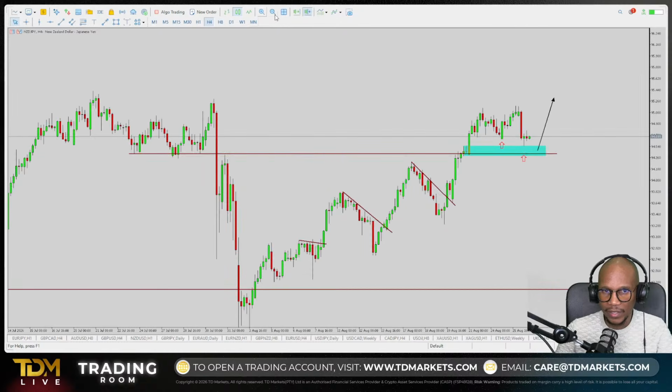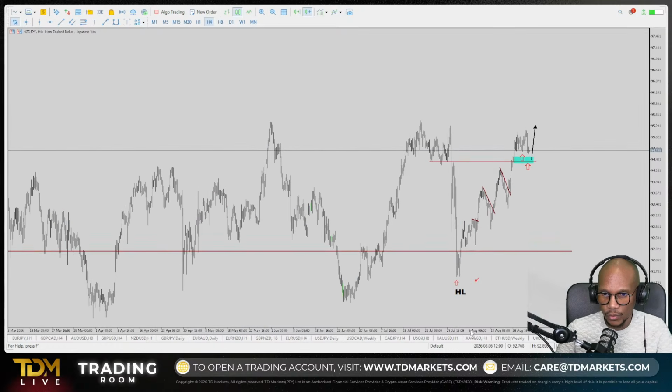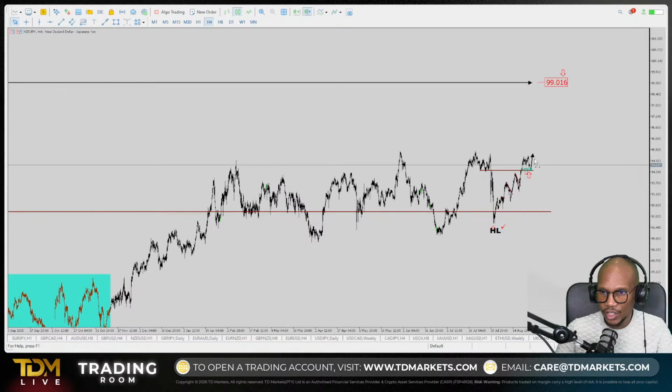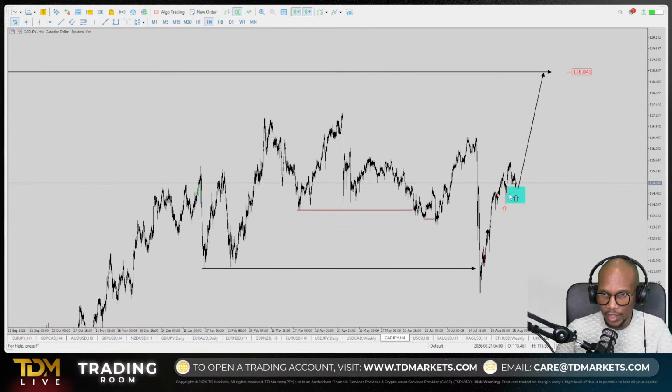NZD JPY is also another one. So the first one is CAD JPY. NZD JPY, this is the long-term swing we are looking for right there. I mean, we've been looking for this from these areas. So it has gone up, in fact. This move is not done. It's not complete. So NZD JPY and CAD JPY have gone up. This move is not done.